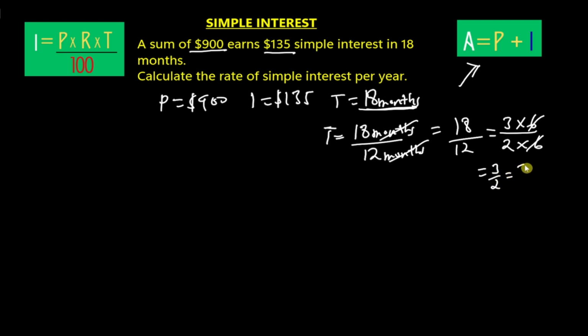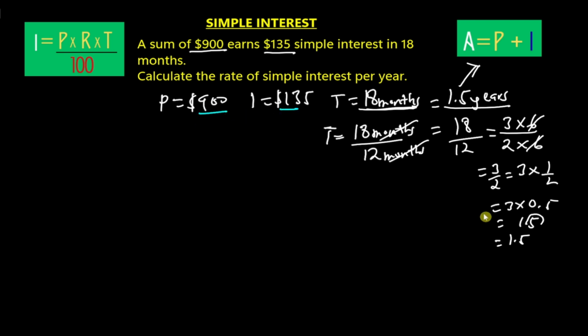3 over 2 is the same as 3 times 1 over 2. So you have 3 times 0.5. And 3 times 5 is 15, and then we just move one decimal place to the left. So we have 1.5. So the time, 18 months in years, is 1.5 years. So, 1 year, 6 months.